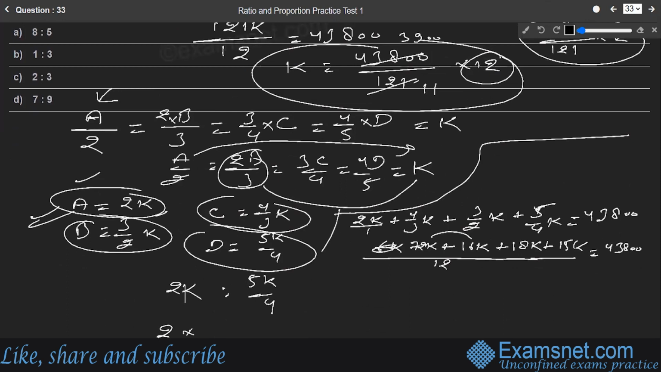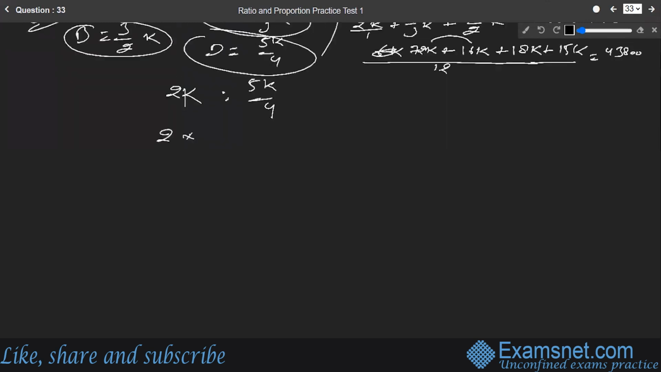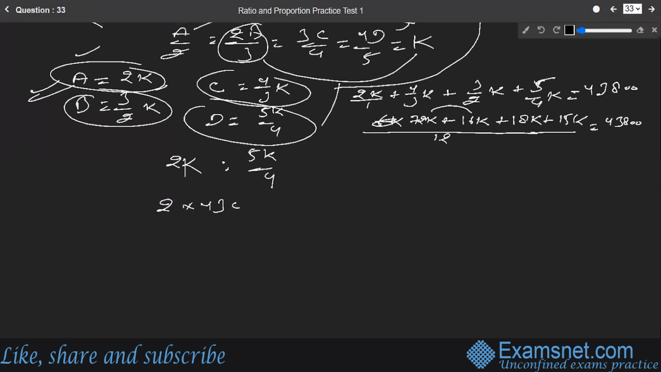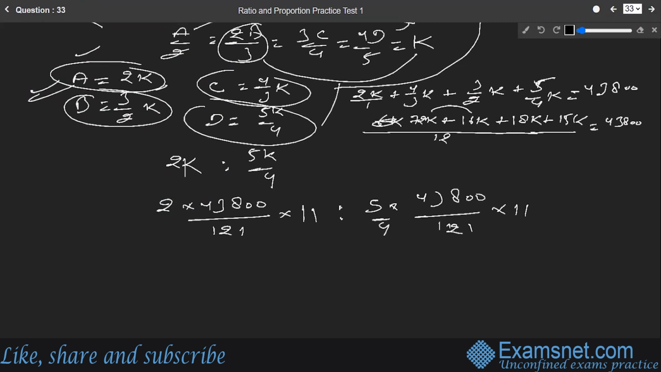If I do that, that is going to be 2 into 43,800 divided by 121 into 11, to, divided by 5 into 43,800 divided by 121 into 11. This is what comes out, and 5 by 4 it was there. So the ratio of A to D that is about to come is nothing but your A part is 2 is to 5 by 4. That's it.